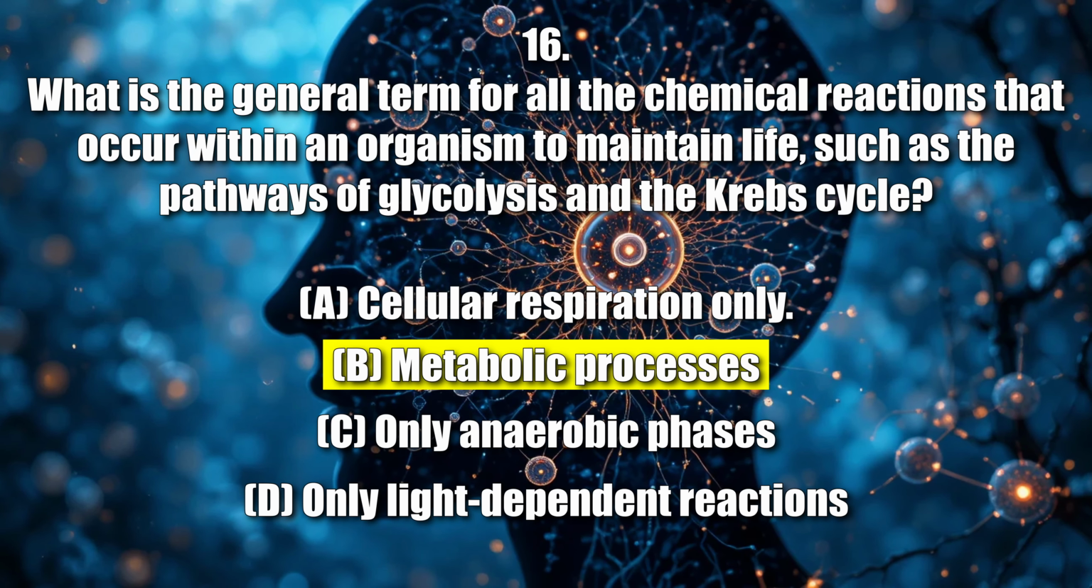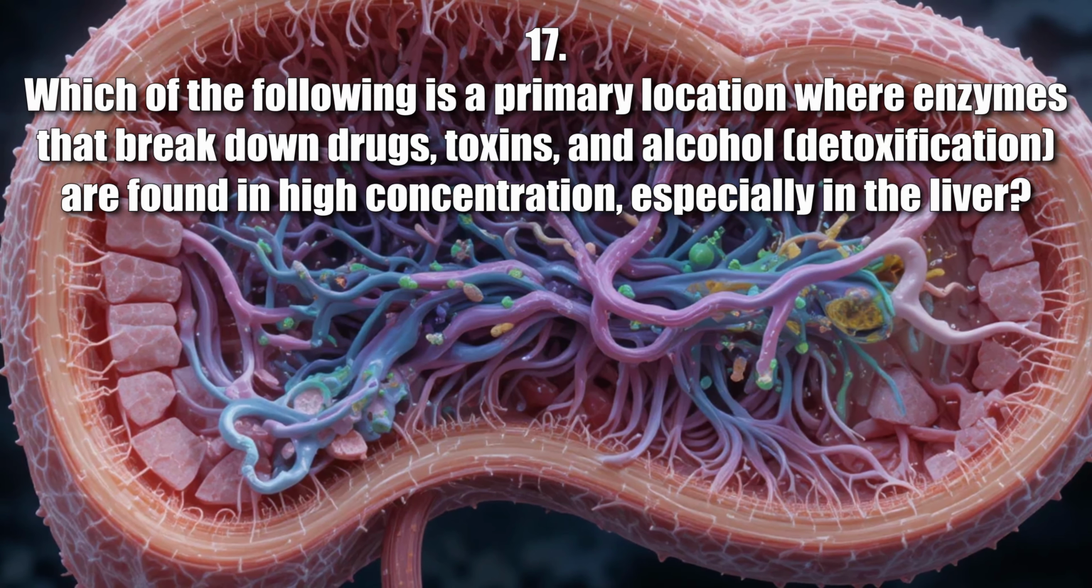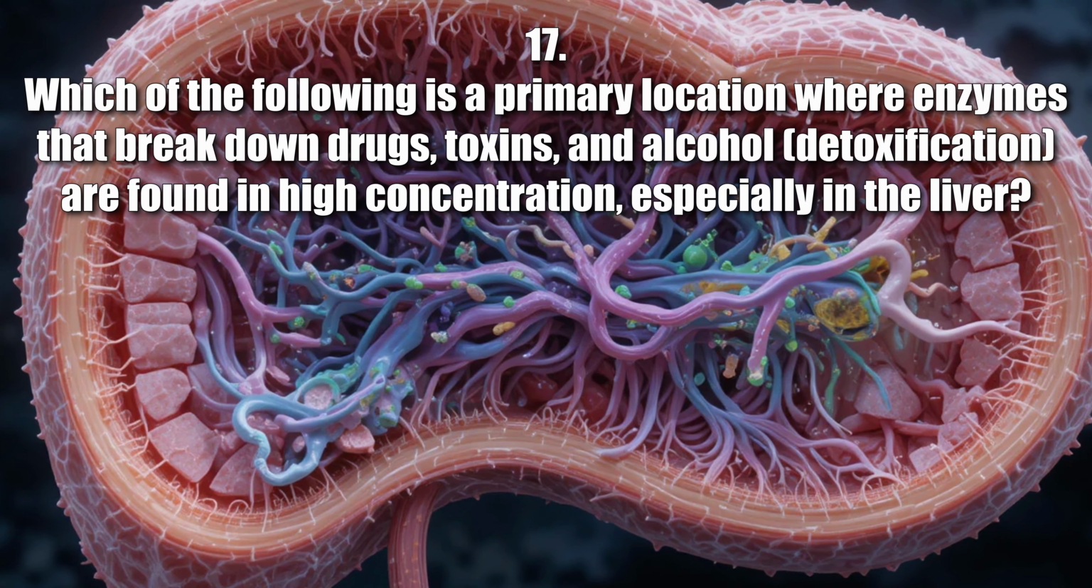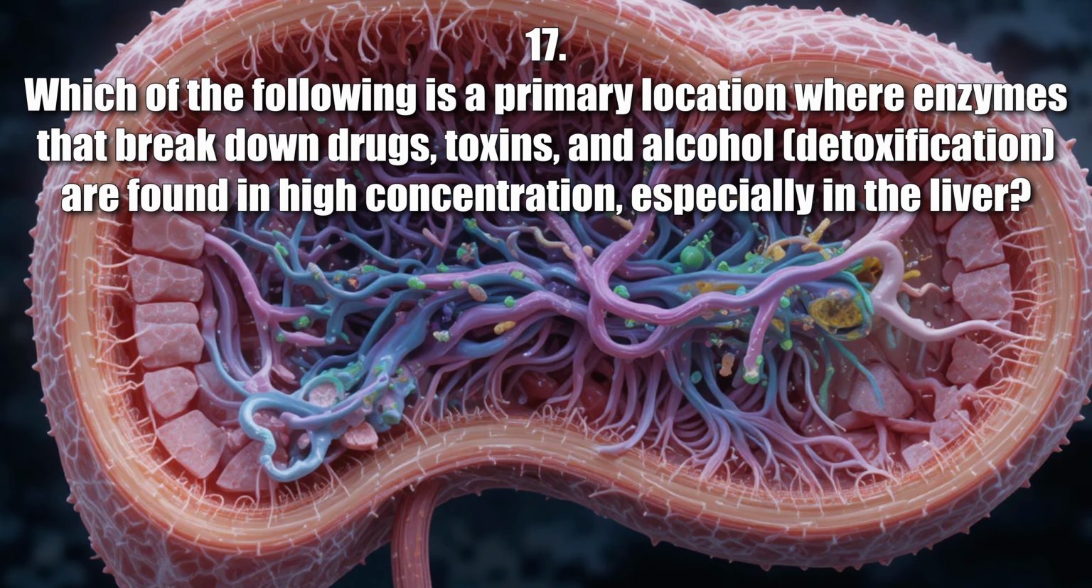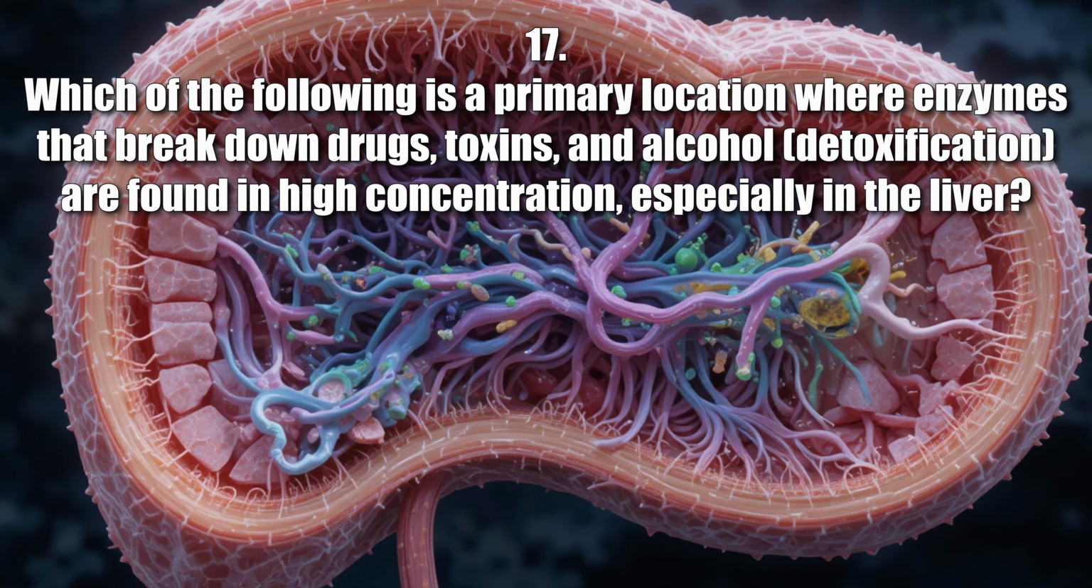The correct answer is B. Metabolic processes. 17. Which of the following is a primary location where enzymes that break down drugs, toxins, and alcohol (detoxification) are found in high concentration, especially in the liver?